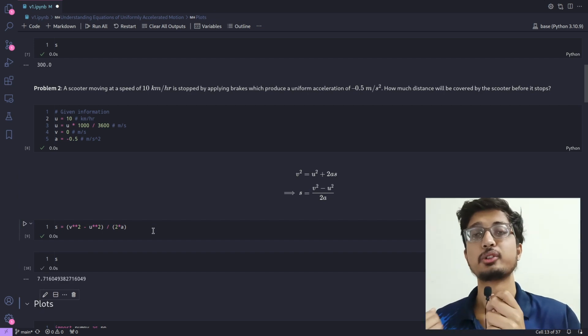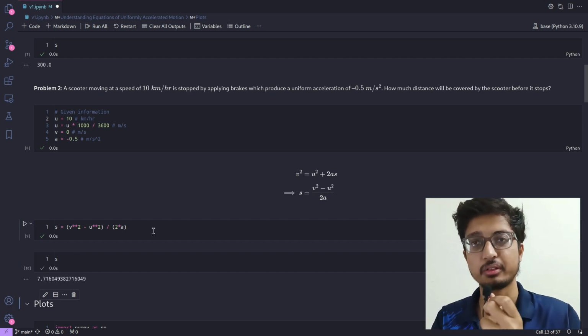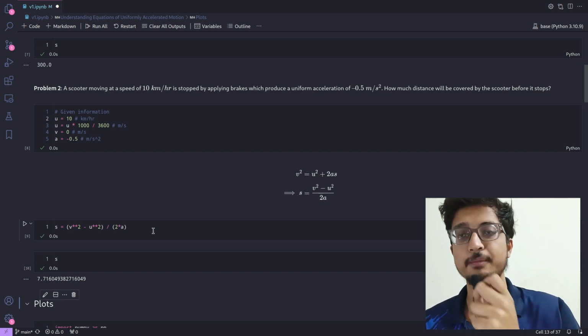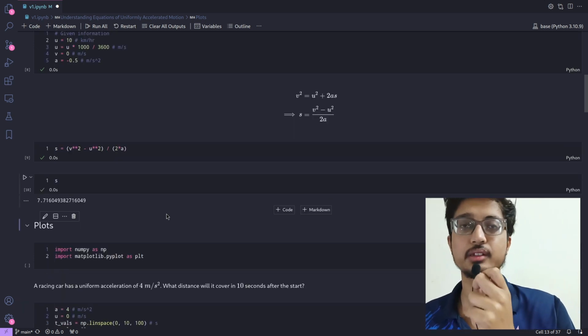Now let's go further and look at some plots to get a better understanding about these equations and to see how we can use Python with physics even more. So here I have imported two packages for the same task.